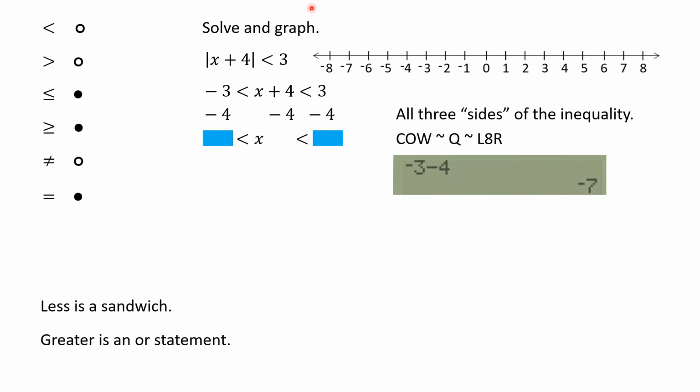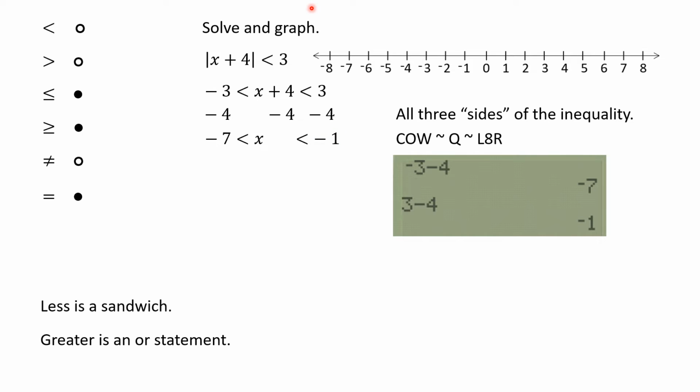Calculator for the assist if necessary. 3 subtract 4 is negative 1. Calculator for the assist if necessary. So now I have x isolated in that middle portion, because the positive 4 and the negative 4 cancel, leaving us just x in the middle.